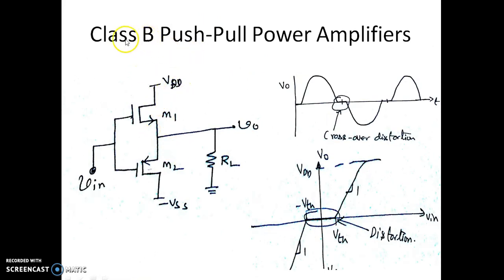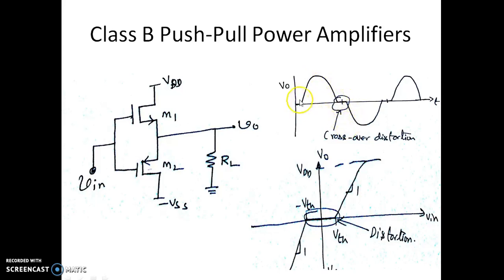Now this is the modification. As you can see, this is the class B push-pull power amplifier. The name push-pull comes from the two MOSFETs of opposite type, that is, one is NMOS, the other is PMOS. During the positive half cycle of the input voltage, M1 conducts. During the negative half cycle, M2 conducts. As we can see here, the output voltage is 0 because the input voltage is less than the threshold. As the input voltage goes above the threshold, the output is almost following the input. The same thing happens for the negative half cycle.